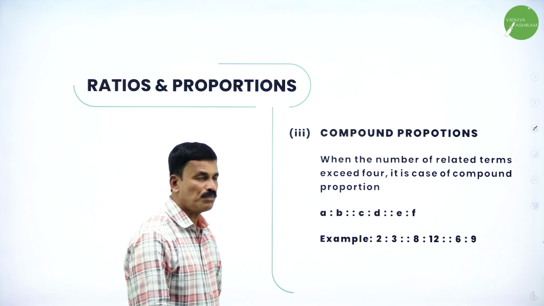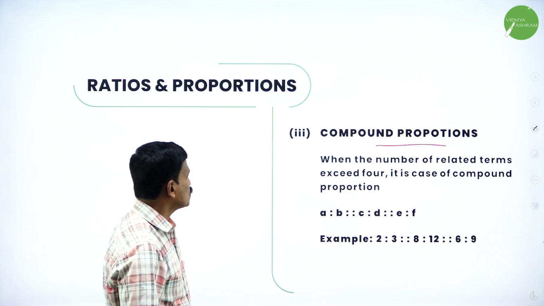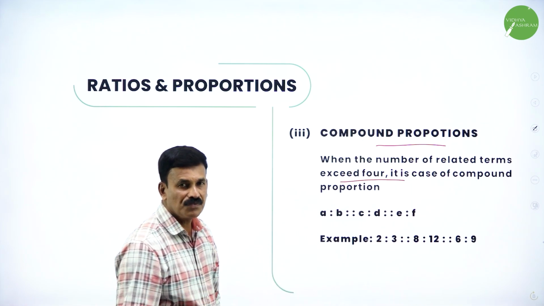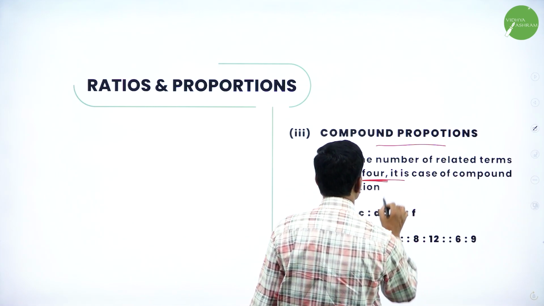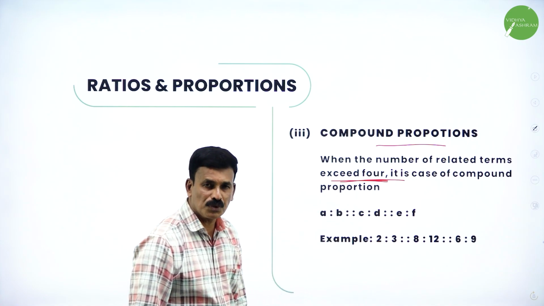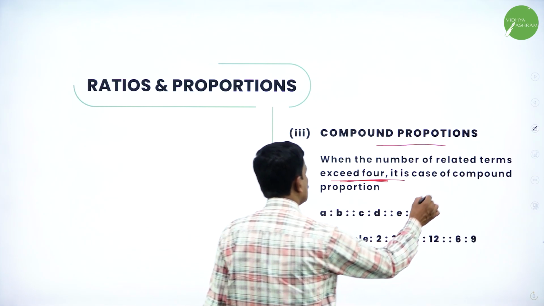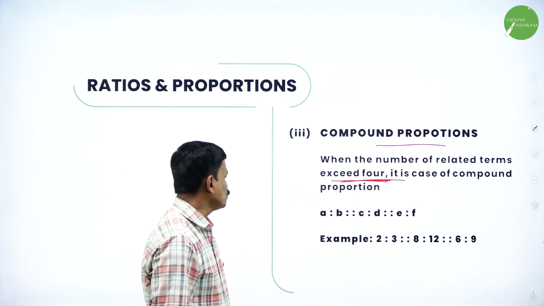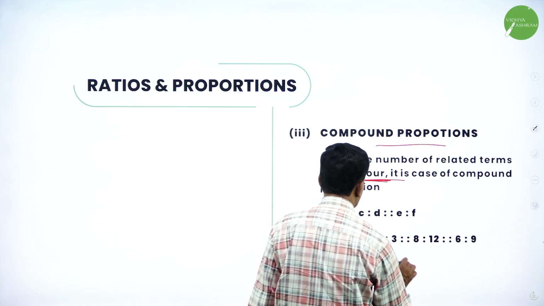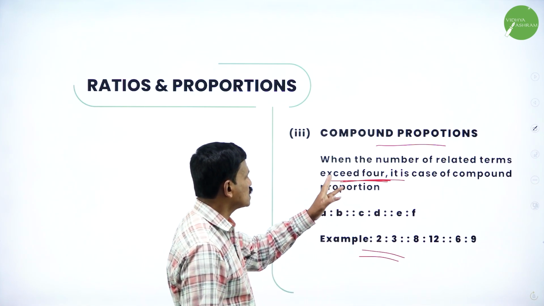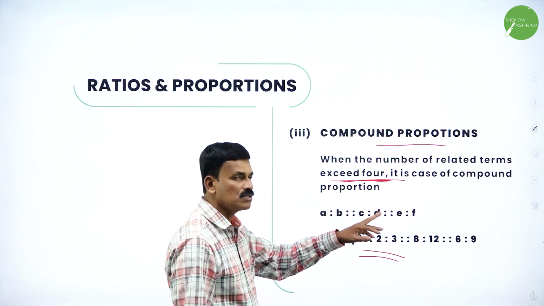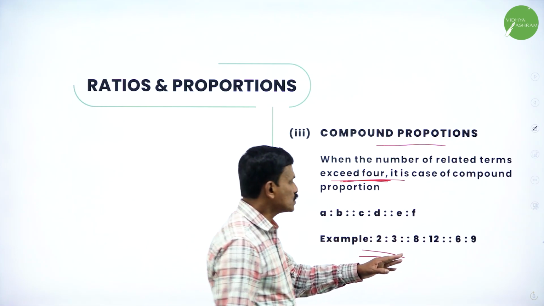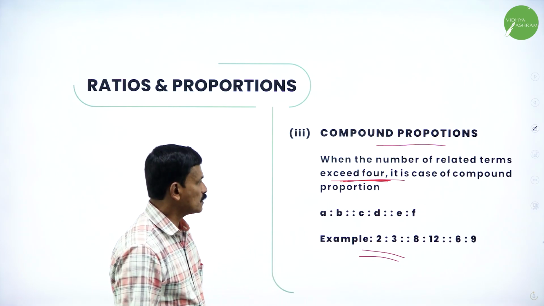Now move on to the next one, compound proportion. The previous one was within 4; here, when the number of related terms exceeds 4, it is a case of compound proportion. So in compound proportion, the number of related terms exceeds 4. For example, A is to B is to C is to D is to E is to F, like 2 is to 3 is to 8 is to 12 is to 6 is to 9. This is an example of a compound proportion. Now let us move on to the next one.